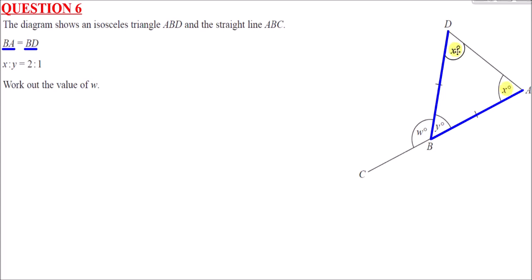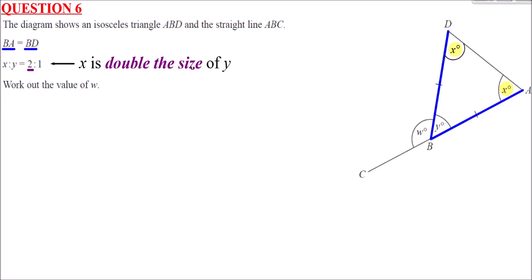because it's an isosceles triangle. We're then told that the ratio of x to y is 2 to 1. Now, ratios can be slightly confusing because they work like fractions, but you need to take care when doing so. In plain English, this means for every one lot of y, x is worth 2 lots. And so x is twice as big as y. So as long as we remember that fact that x is double the size of y, we're good to go.